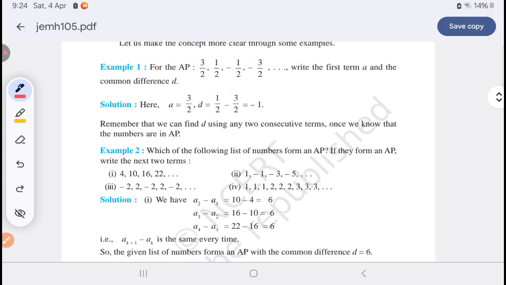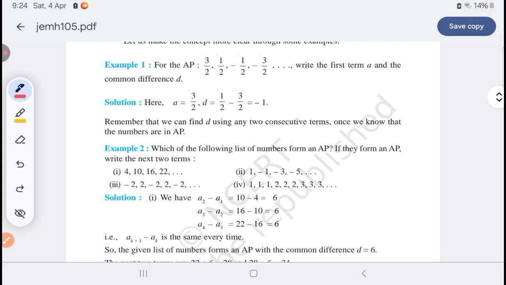So let us try for the AP 3 by 2, 1 by 2, minus 1 by 2, minus 3 by 2. Write the first term a and the common difference d. a equal to 3 by 2, then d equal to 1 by 2 minus 3 by 2, so minus 1. We can find d using any two consecutive terms. Once you know that, the numbers are in AP.